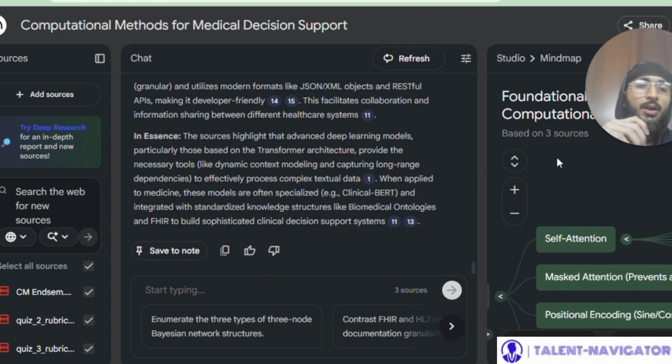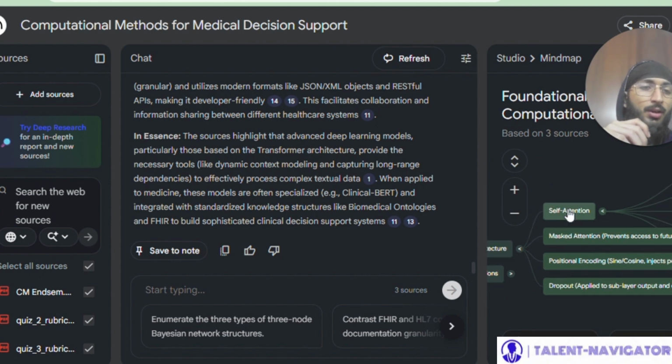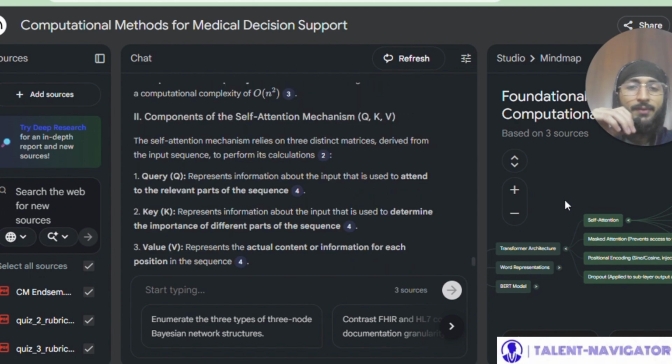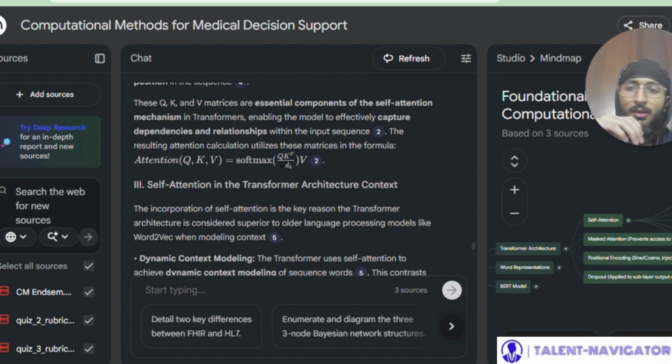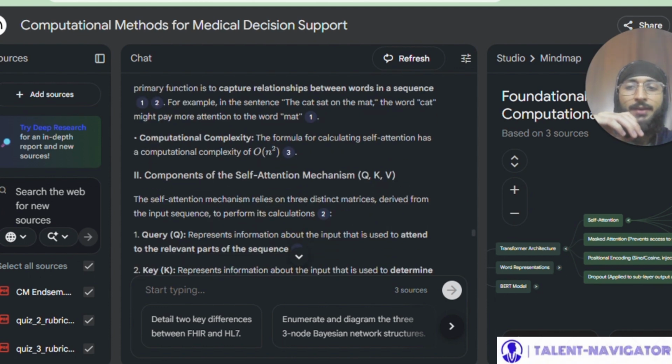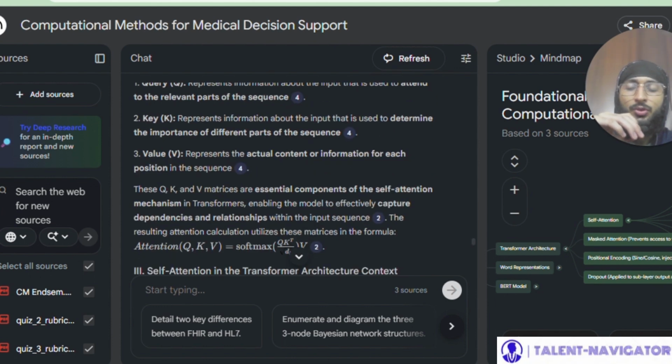Right. Now, since we have talked about what exactly the whole transformer architecture was in brief, we'll be diving deep into self-attention. Okay, so let us see that. So self-attention is a mechanism that defines how a sequence element interacts with other elements within the same sequence, right? We've already covered all these things, so we'll move on.